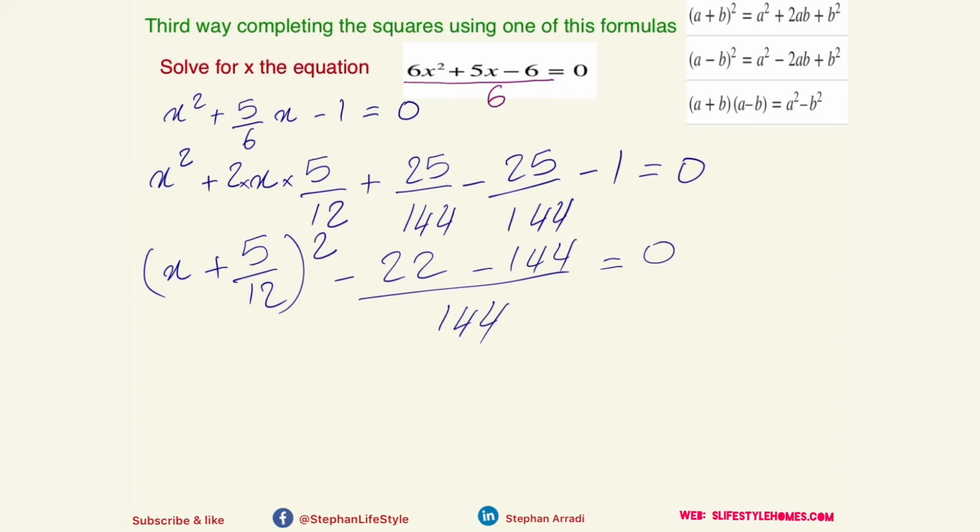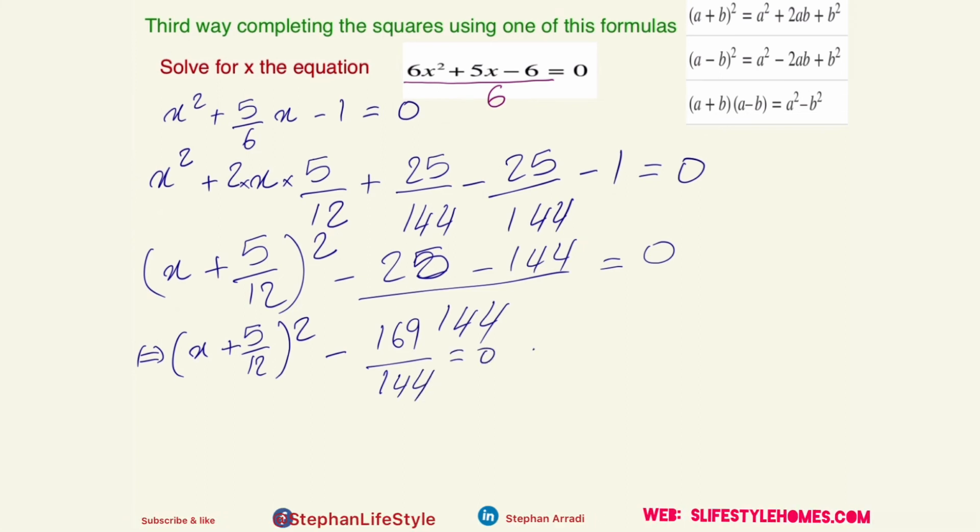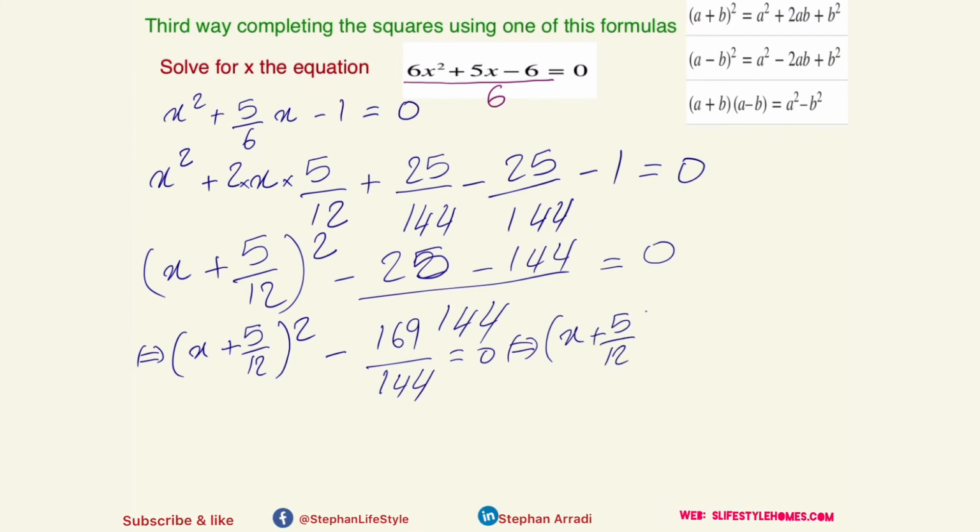So what we're having here is x plus 5 over 12 squared minus this one here. If we see here, it is 25, not 22. 25 minus 144 is, I believe, 169 over 144 equal 0. This is going to give us just x plus 5 over 12 squared minus 13 over 12 squared equal 0.